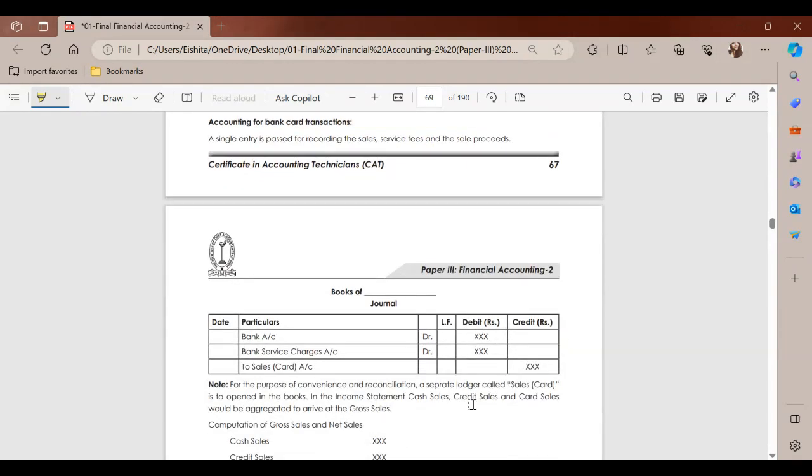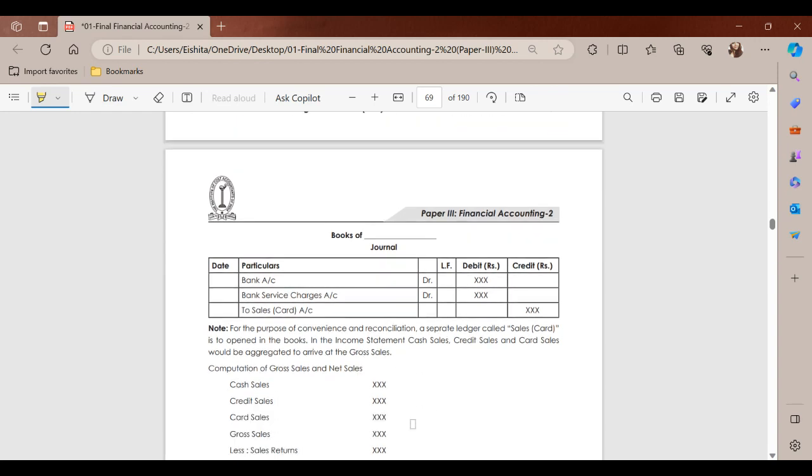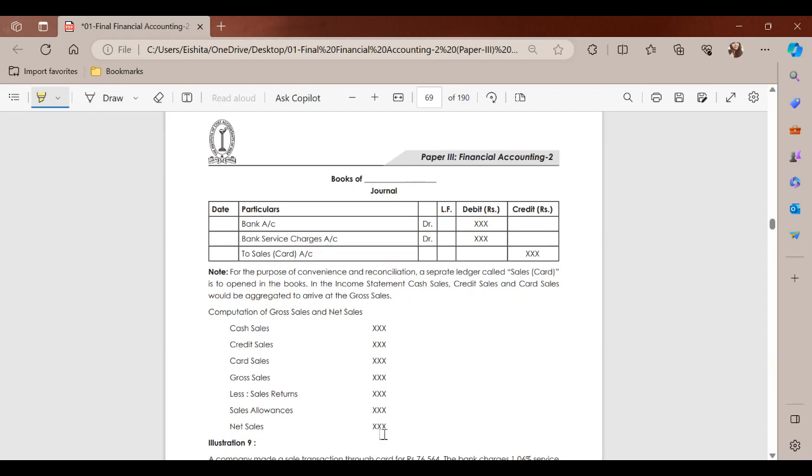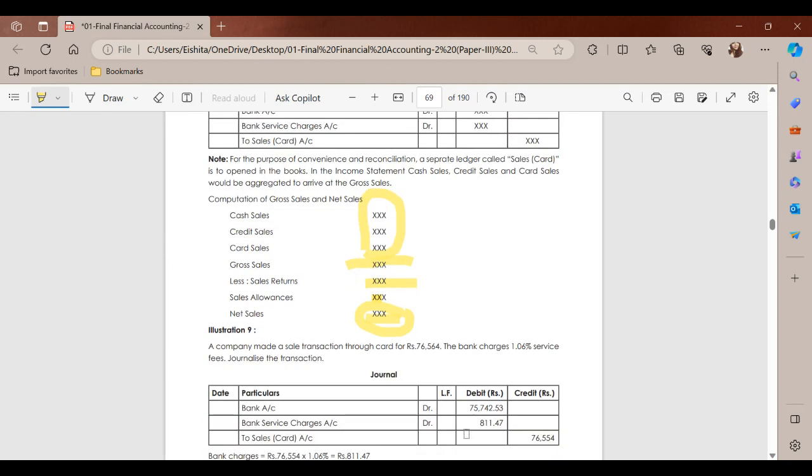Bank debit, and there is a bank service charge which is debited. Bank service charge is debited to sales. Okay. Computation of net sales: cash sales, credit sales, and card sales will lead to total sales. This is gross sales, less sales return, less sales allowances, which comes to net sales. This net sales figure will go to the P&L. Okay.